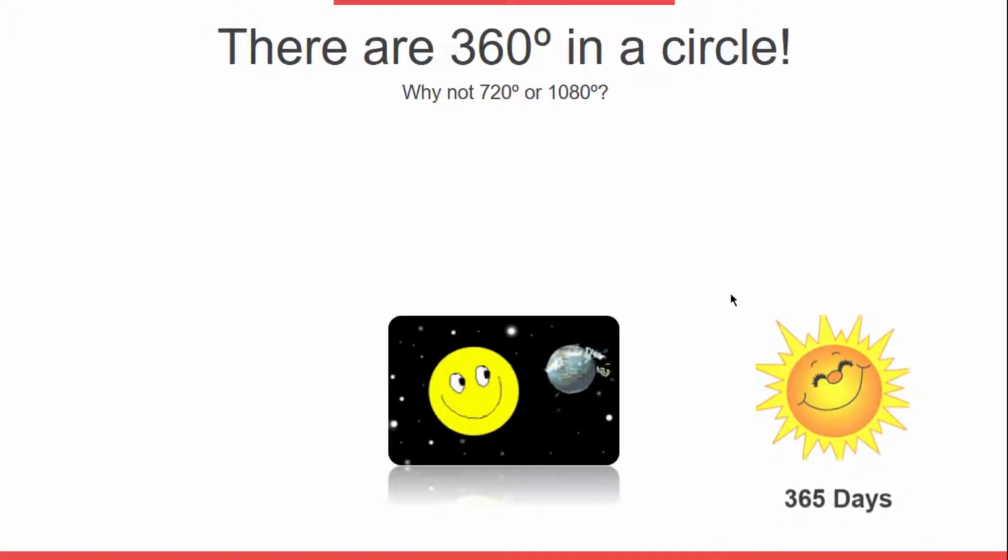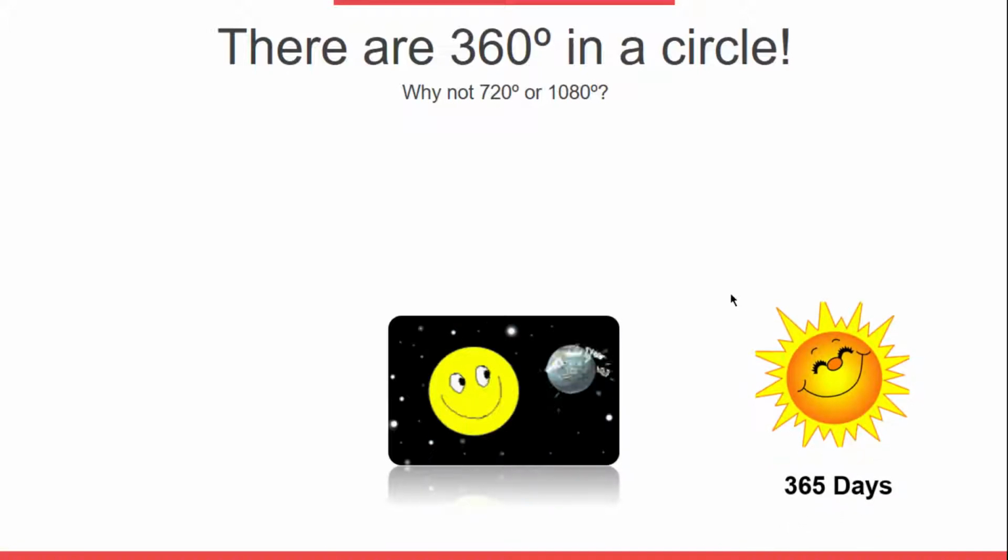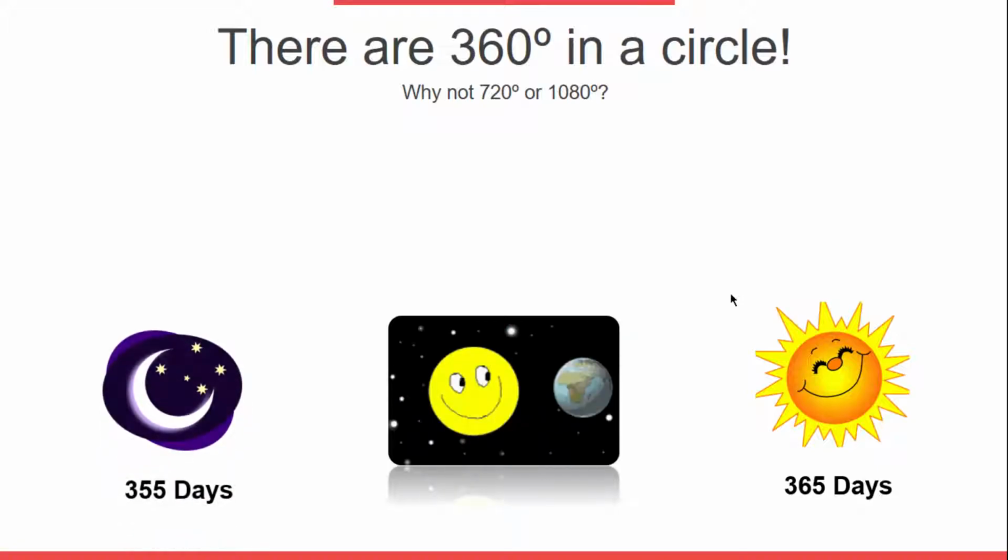So that gives us 365 days in our solar calendar, or the normal calendar that you see at your home. But in the lunar calendar, there are approximately 355 days. Now you can see that right in the middle of 365 and 355 sits the number 360. So this is another reason why we use 360.